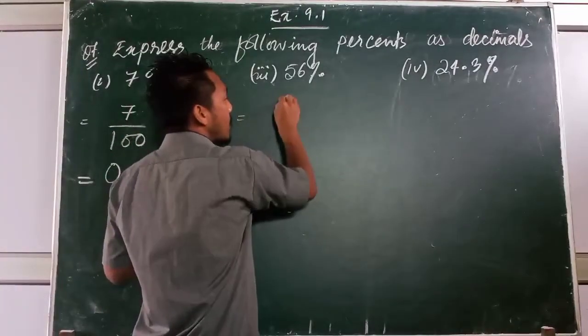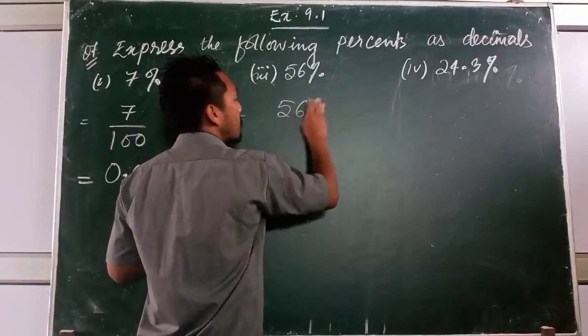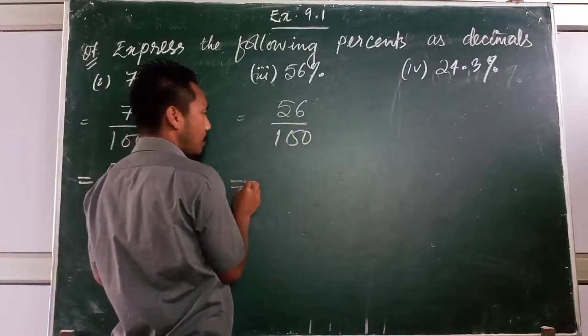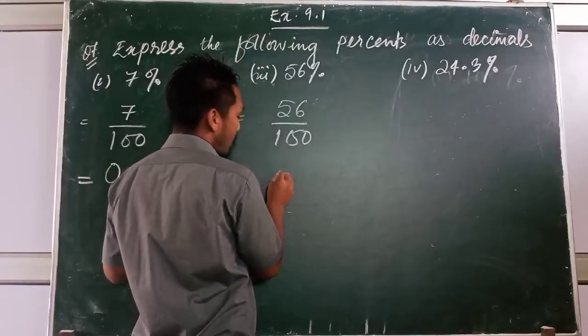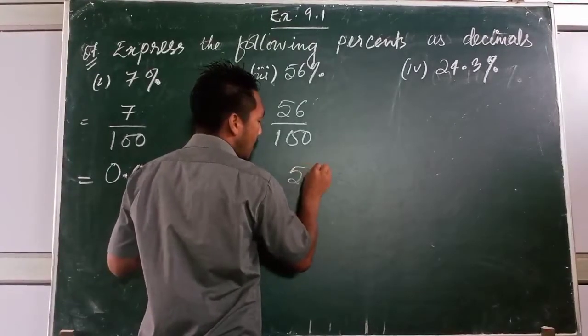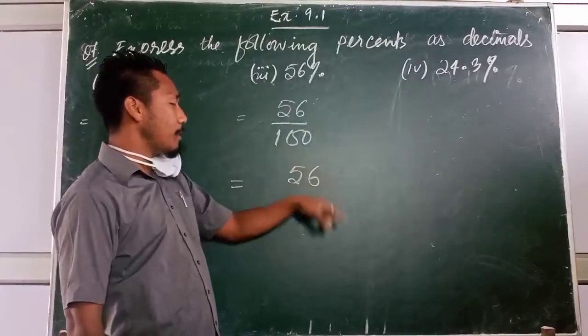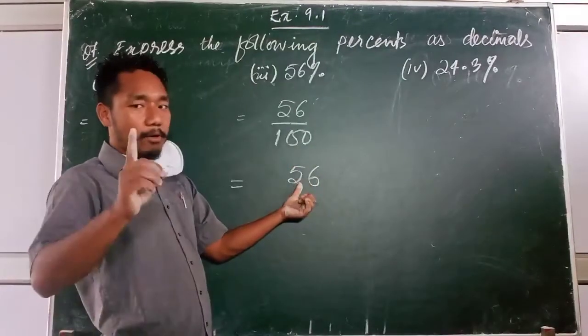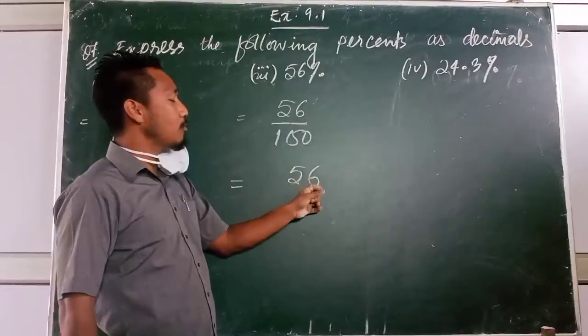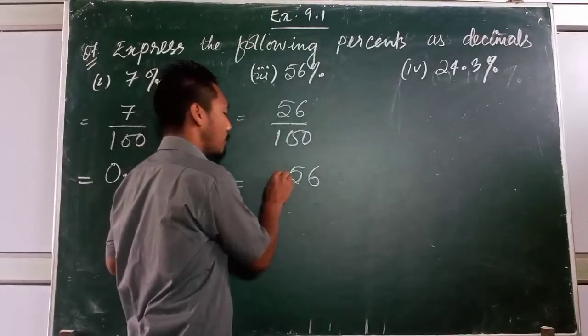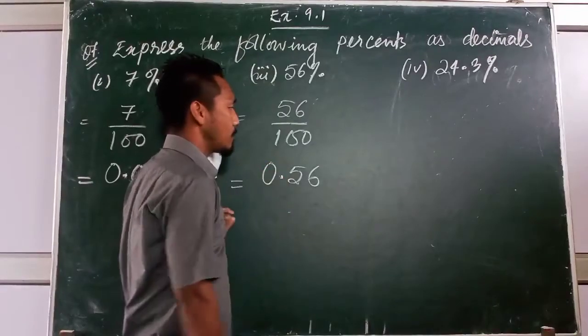Similarly, 56 by 100 percentage. So after 2 numbers, I have to put the decimal. So 56 by 100, I can write 5 and 6, 56. The same thing I wrote. Now count the numbers from the back side. 1, 2. After 2 numbers, because 2 zeros, I have 2 numbers. After 2 numbers, I have to put a decimal. 1, 2. So I have to put decimal here. So this is my answer.